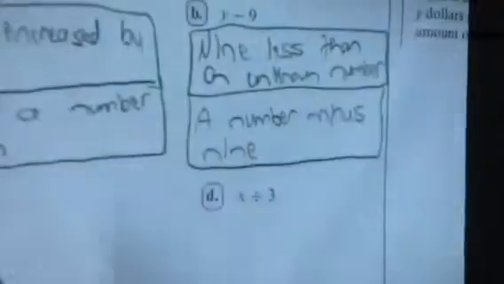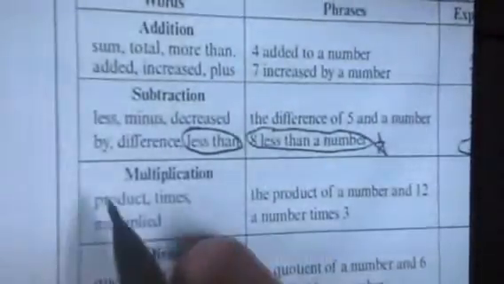Okay, I've got 5 times n. So, let me flip back to my sheet. Let's use product. The product of a number and 5, or another one, I could say 5 multiplied by a number. Just using the keywords to translate from an expression into words. We went from words to an expression, now we're going back.